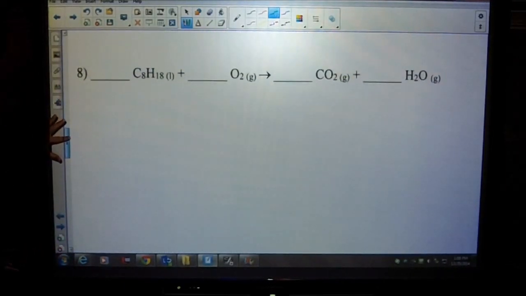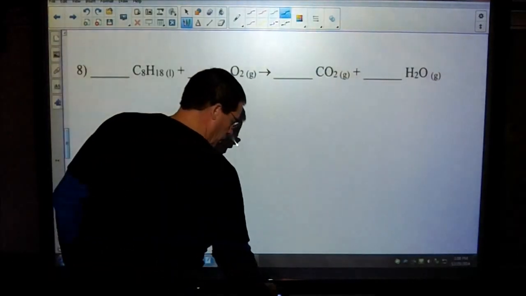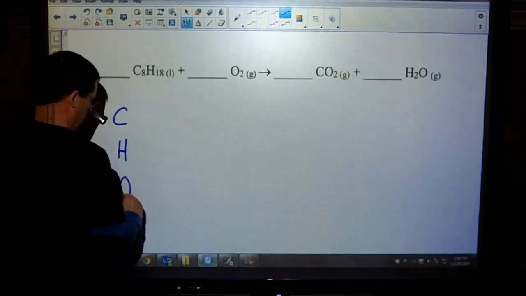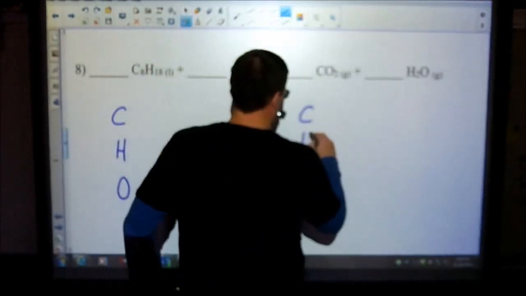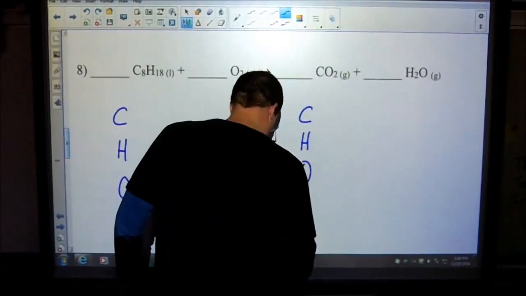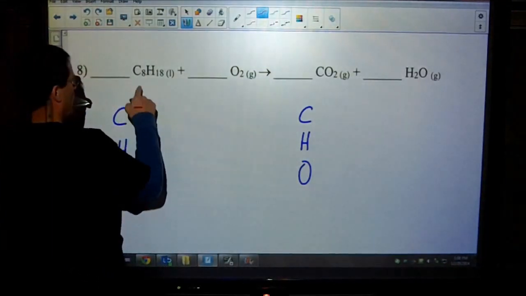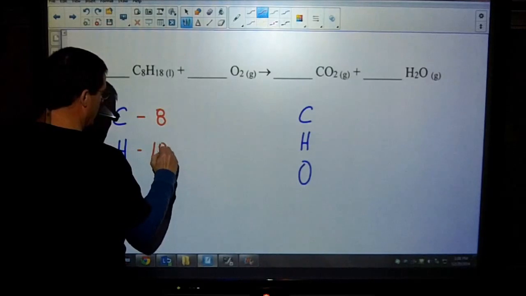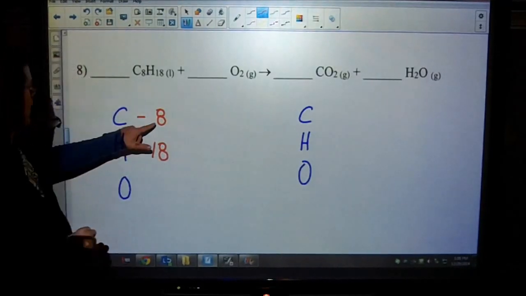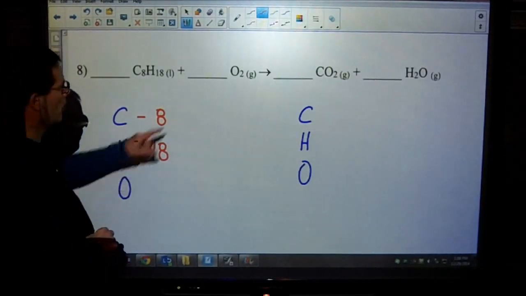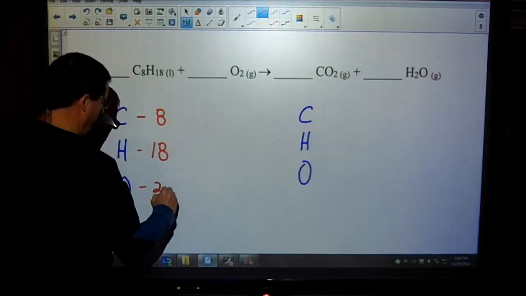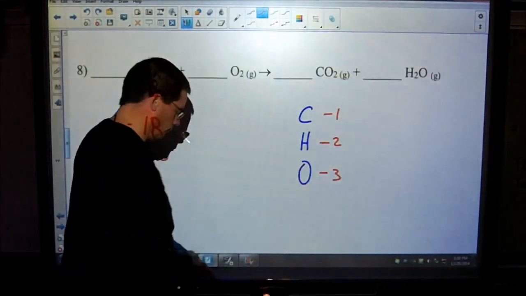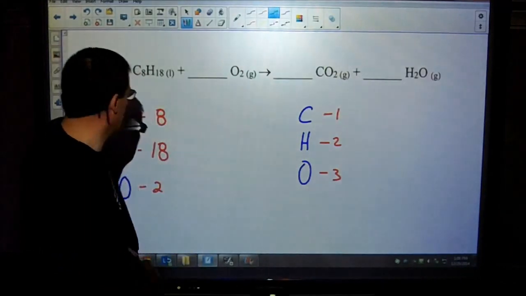Another combustion reaction. You're going to learn to love these. So we have carbon, hydrogen, and oxygen. Again, carbon, hydrogen, and oxygen. So over here we have 8 hydrogen. Here we have 18 hydrogen. 8 carbon, 18 hydrogen, and 2 oxygen. And here we have 1, 2, 3. You'll just get fast at doing that.